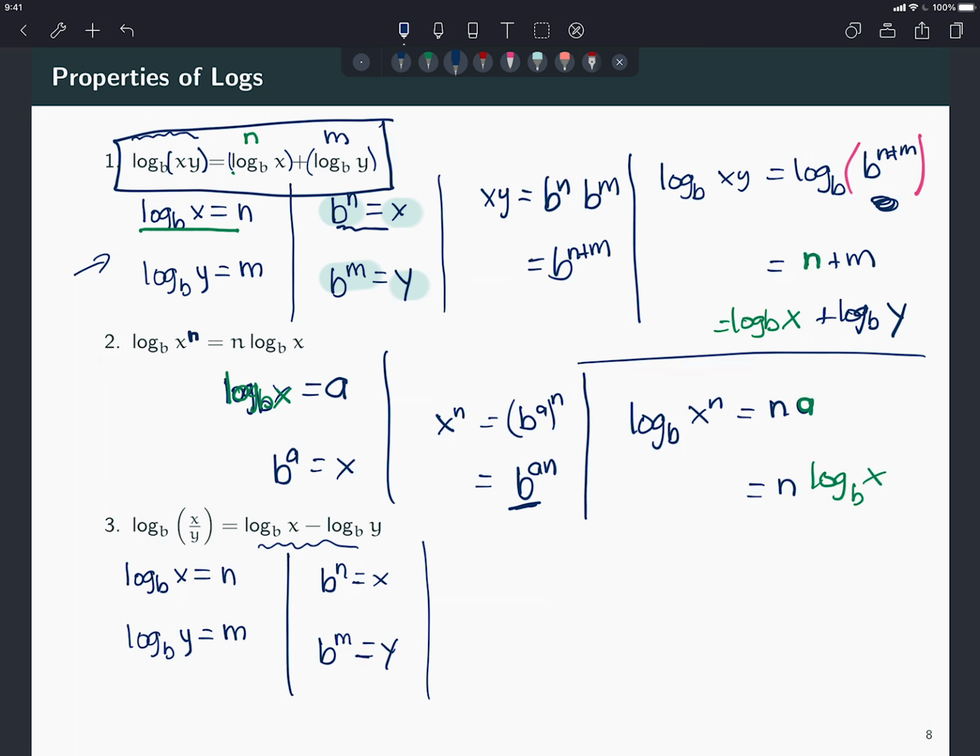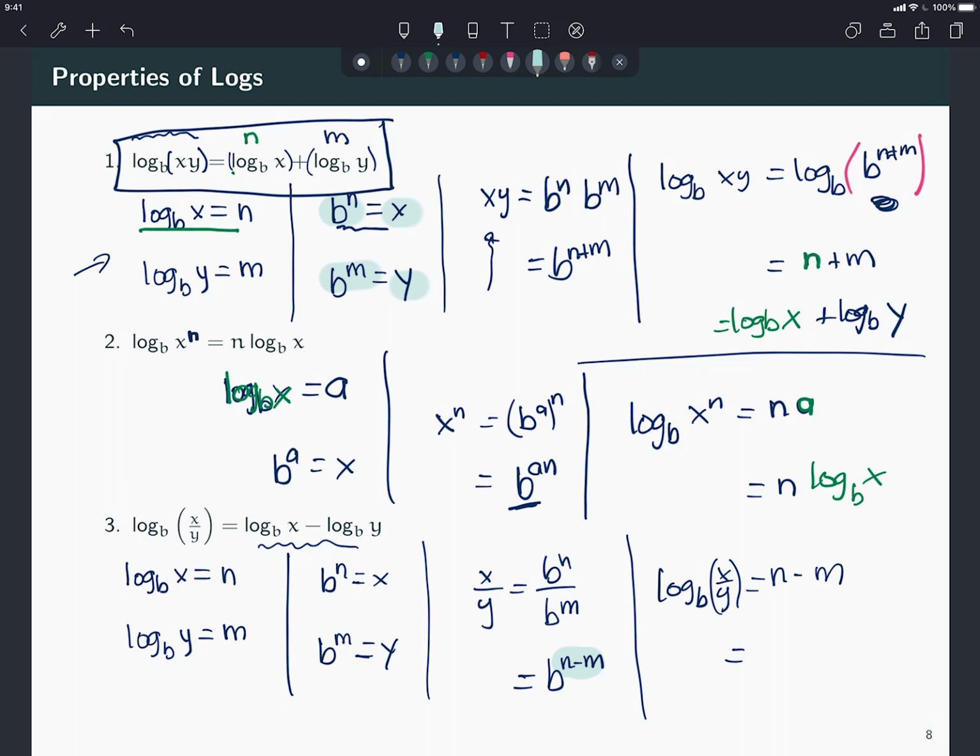So now, if I want to find what x over y is, following the same steps as before, instead of x times y, I'm doing x over y. It would be b to the n divided by b to the m, and using the power rules, remember, this is b to the n minus m. So the log base b of x over y would be this power, right? The power we need to raise the base to. So it's n minus m. N was the log base b of x, and m was the log base b of y.